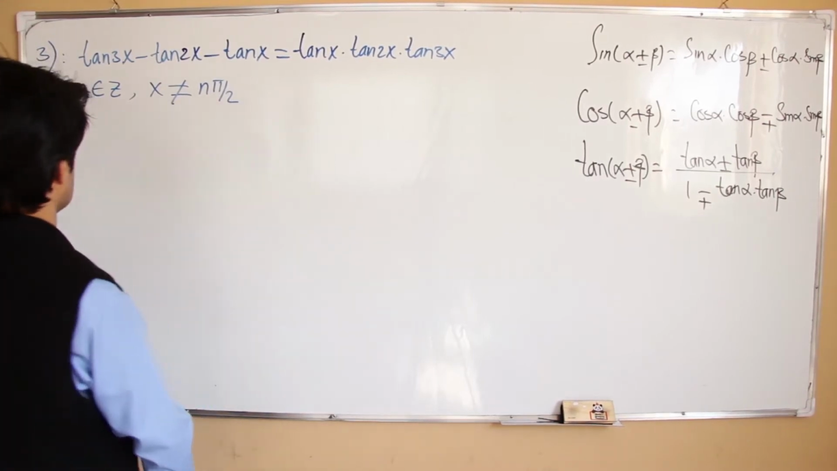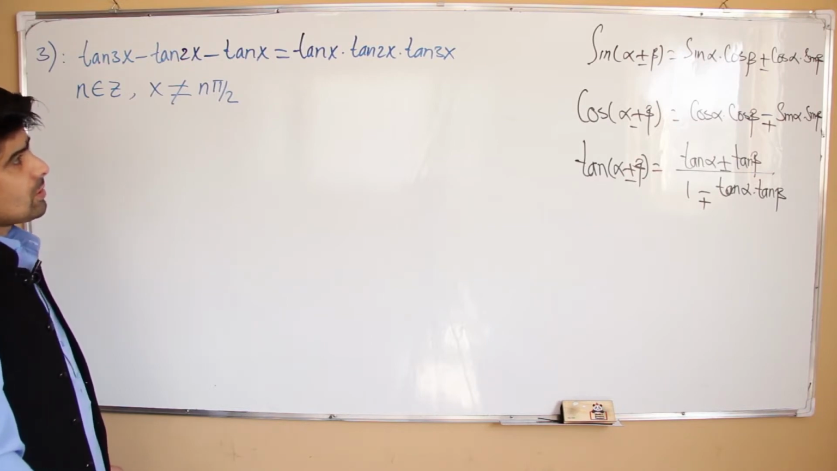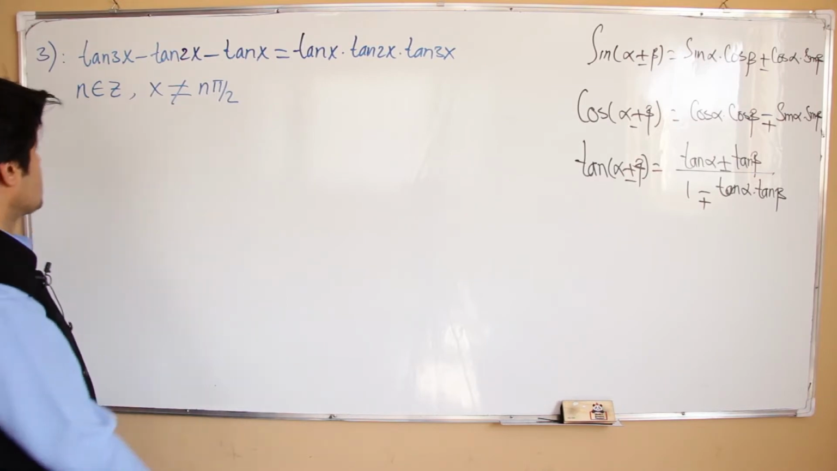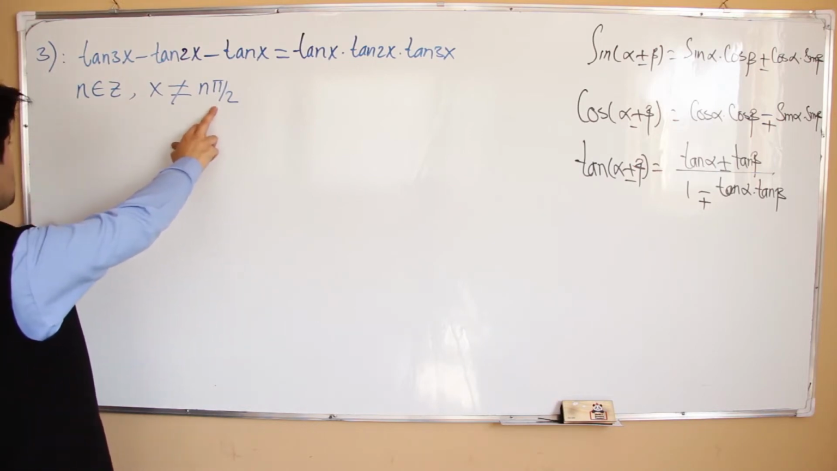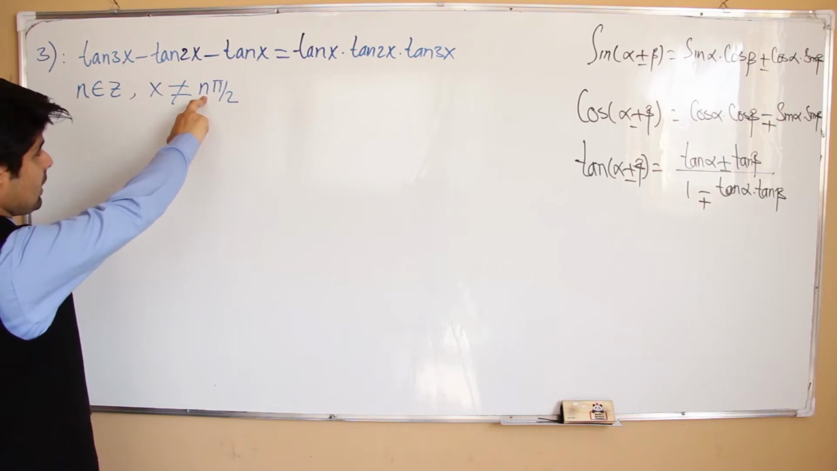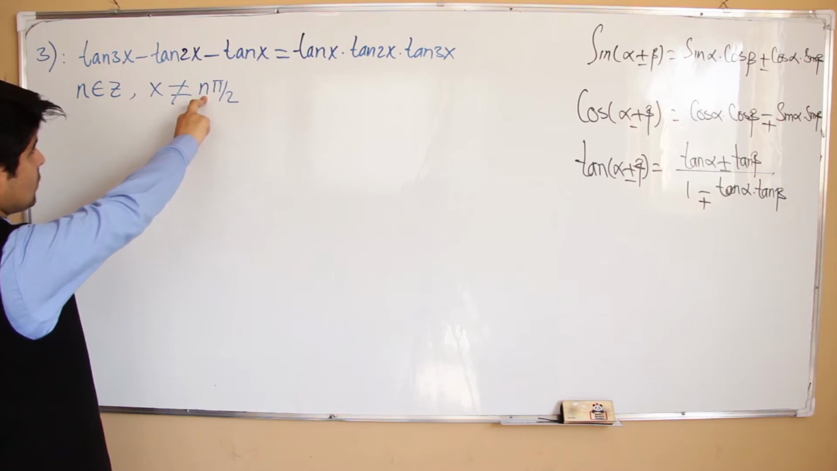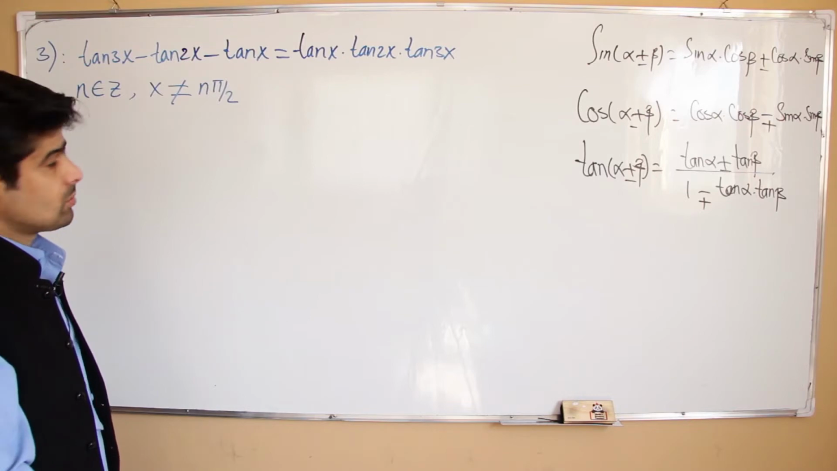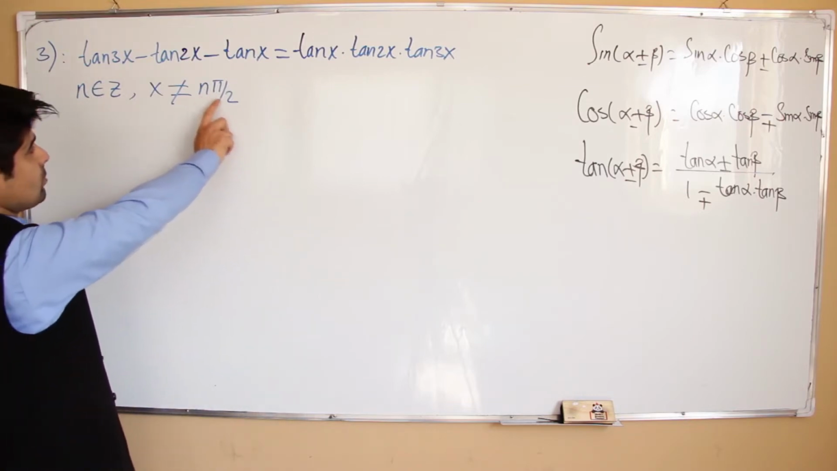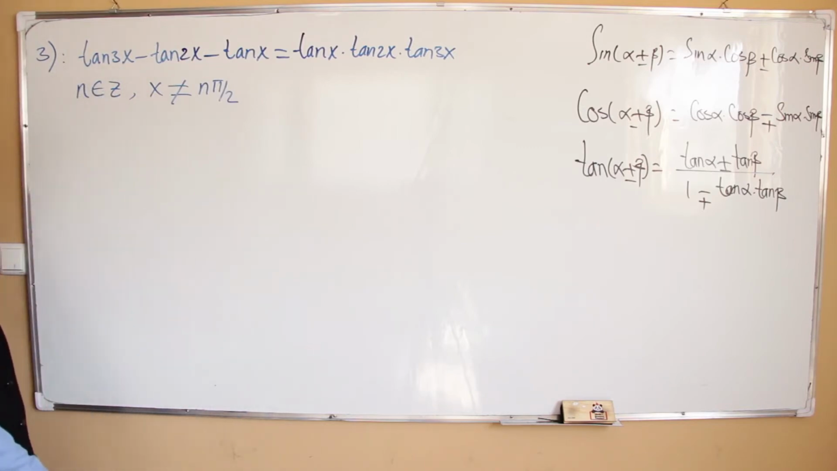Question number 3. Tangent 3x minus tangent 2x minus tangent x is equal to tangent x times tangent 2x times tangent 3x. n includes integer numbers, and x does not include n pi divided by 2, because maybe if I put an integer number, for example 1, 2, 3, 4, 5, for example if I put 1, so in here one of these terms will not be defined. Am I right? Or maybe 2 terms or 3 terms. For example 1 pi by 2, tangent pi by 2 is infinity. It's not defined. By the way, how do we prove that both of them have similar meaning?